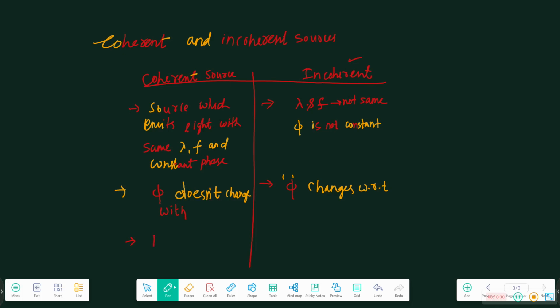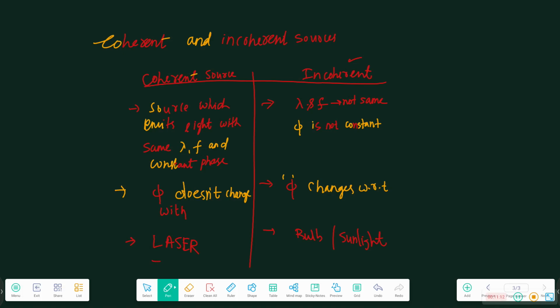Now what are the examples of coherent sources? I'll give you laser light. Or here I'll give you a bulb, or sunlight. These are the examples of coherent sources and incoherent sources. Are the same points given or not? If anything is missing in coherent and incoherent, please rectify that. Did you understand?